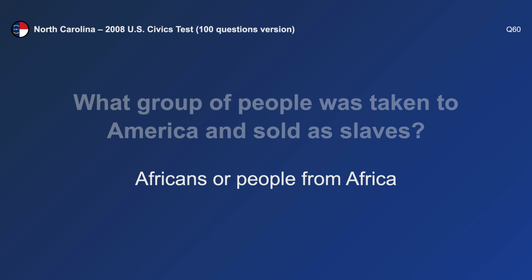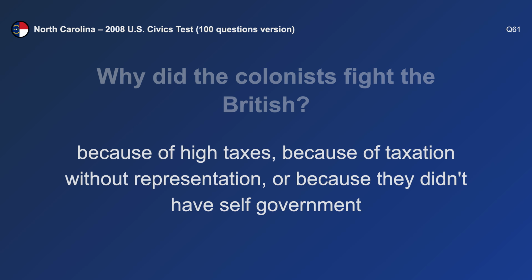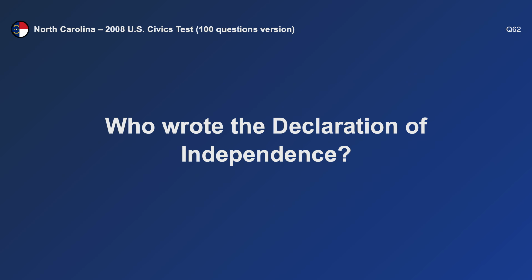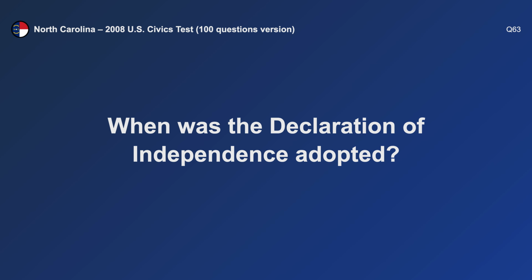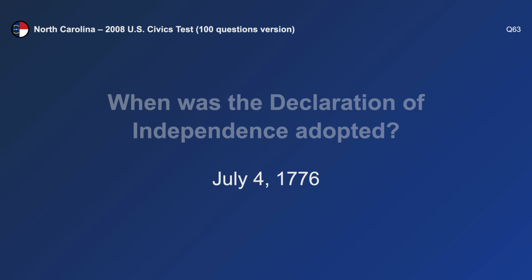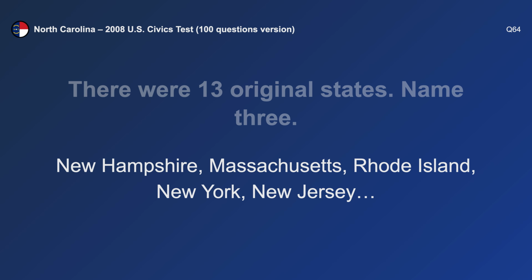Africans. Why did the colonists fight the British? Because of high taxes. Who wrote the Declaration of Independence? Thomas Jefferson. When was the Declaration of Independence adopted? July 4th, 1776. There were 13 original states. Name 3. New Hampshire, New York, and New Jersey.